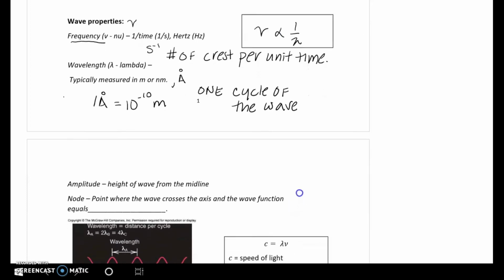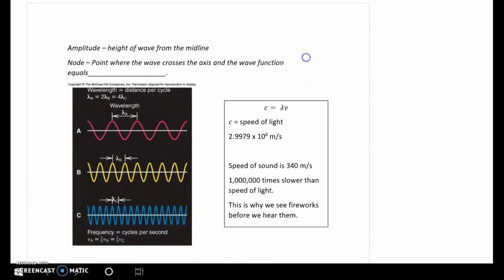Okay. Now, other wave properties are the amplitude. This is the height of the wave from the midline. And we have what's called a node. A node is a point where our wave crosses our axis and the wave function equals 0. So that's going to equal 0.